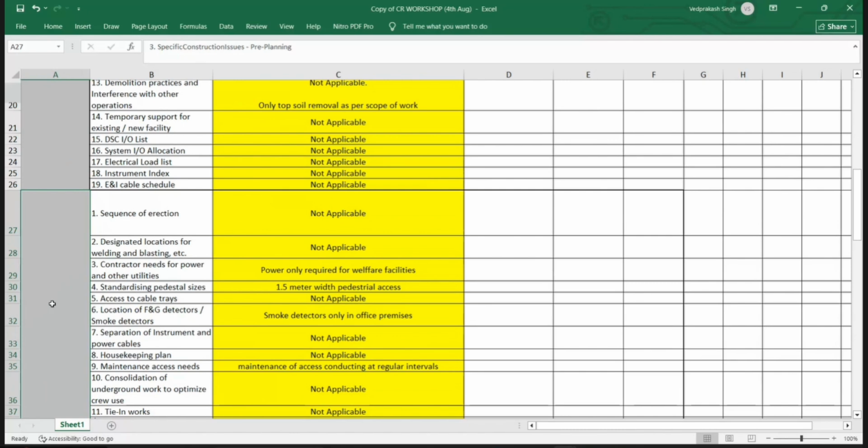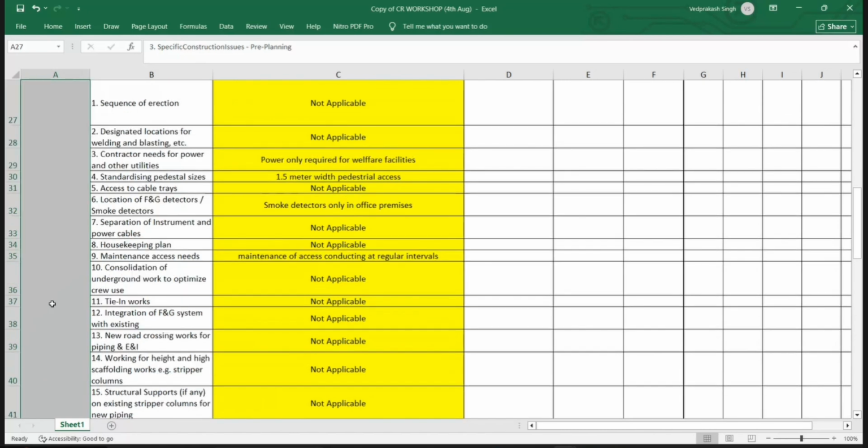And going for next is a specific construction planning sequence. You have the sequence of excavation, right? Sequence of excavation, and there is the sequence of erection. Fencing is applicable here, I think. So yeah, the sequence has to be followed. Sequence of erection.